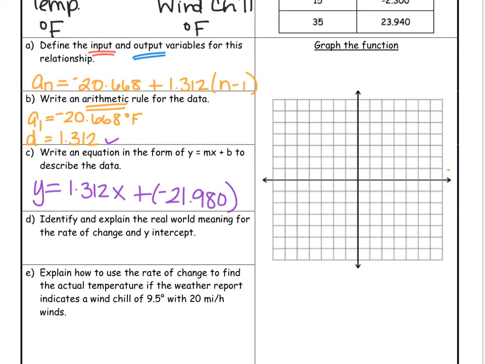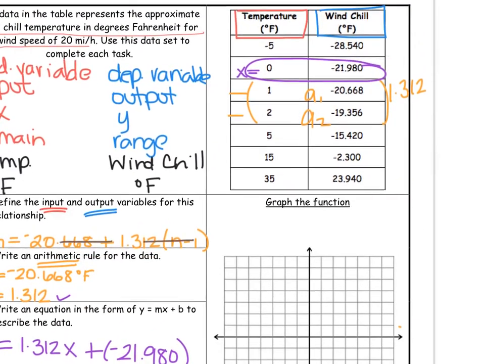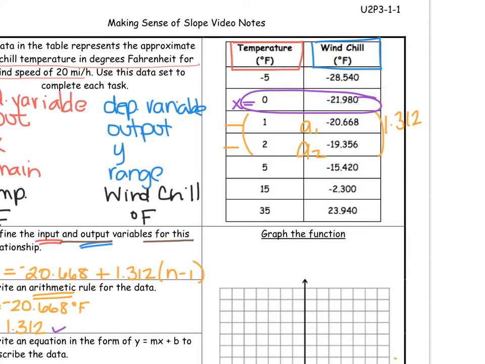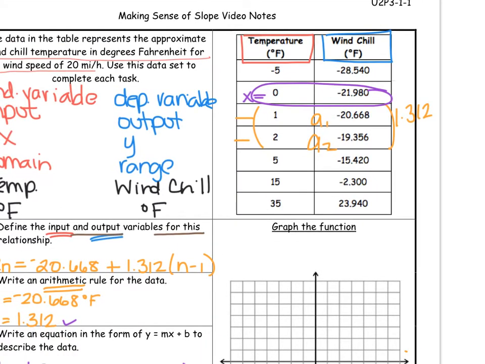So now we want to identify and explain the real world meaning for the rate of change and the y-intercept. So let's go back up and take a look at the table right here. As the outside temperature increases by 1 degree, what's happening to the wind chill temperature? That's increasing by about 1.3 degrees. So as the outside temperature increases by 1 degree, the wind chill increases 1.312 degrees.